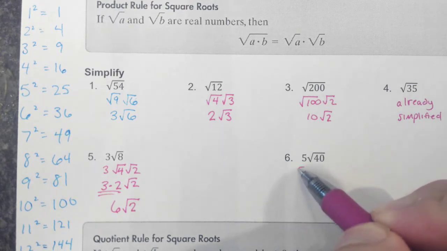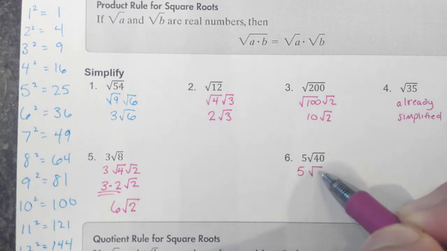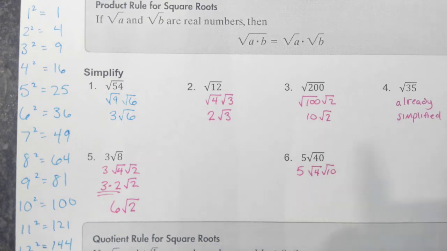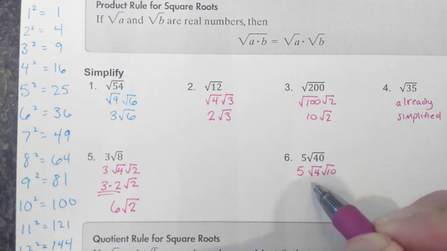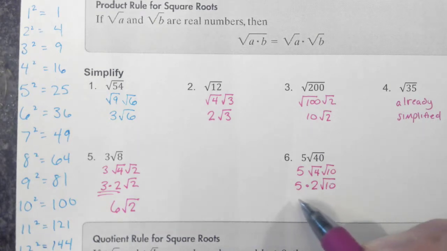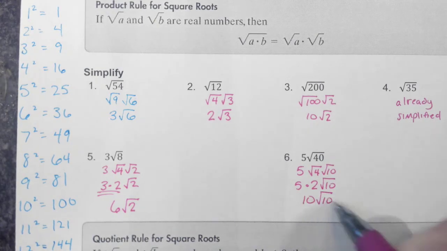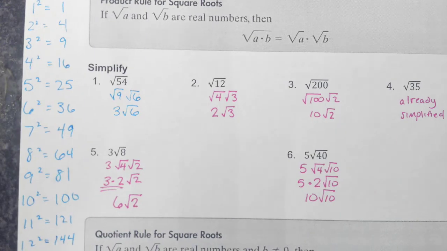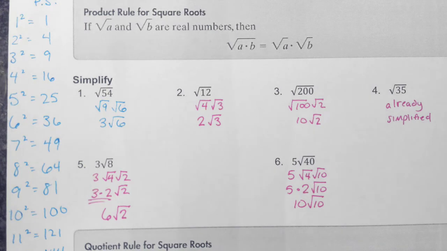Again, what perfect square divides 40? That would be 4 times 10. So the square root of 4 times the square root of 10. The square root of 4 is 2, so we have 5 times 2 square roots of 10. And that would be 10 square roots of 10. No other perfect square divides 10, so that is as simplified as it gets. So there's your product rule for square roots.